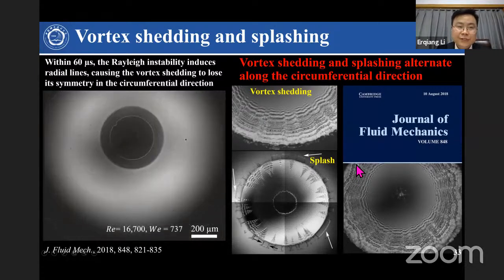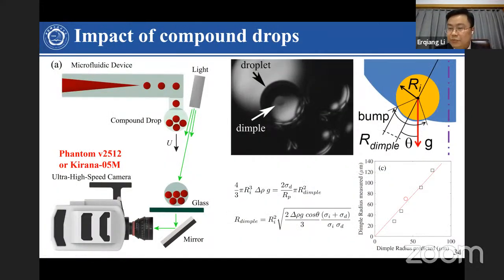Then another very interesting question is, if we actively break the symmetry, what will we get? So we do this experiment. We use compound droplets. That means we have an external droplet, but we put some inner droplet inside it. In this configuration, we use water outside and a heavier, denser perfluorinated liquid inside. So this droplet is heavier than the water droplet. It will accumulate at the bottom of the big droplet.